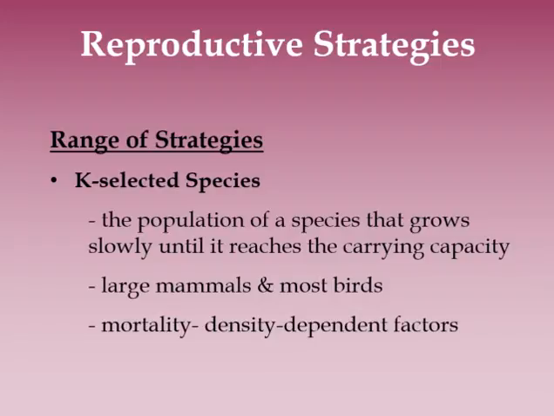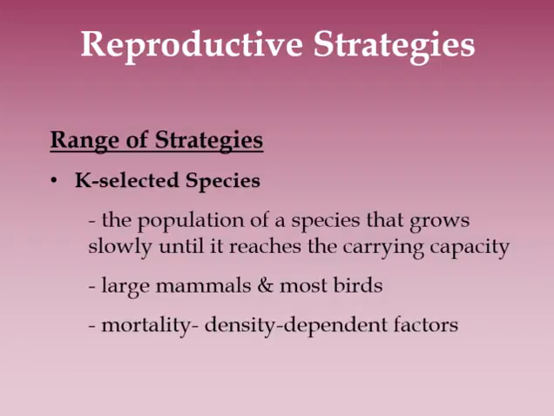This is Ms. Lewison. In the last video, I mentioned R and K strategists, or R and K selected species. This is a spectrum of reproductive strategies. At one end, you have K selected species, and at the other end is R selected species. Many species fall somewhere between K and R, having a combination of strategies from both of the selected species.